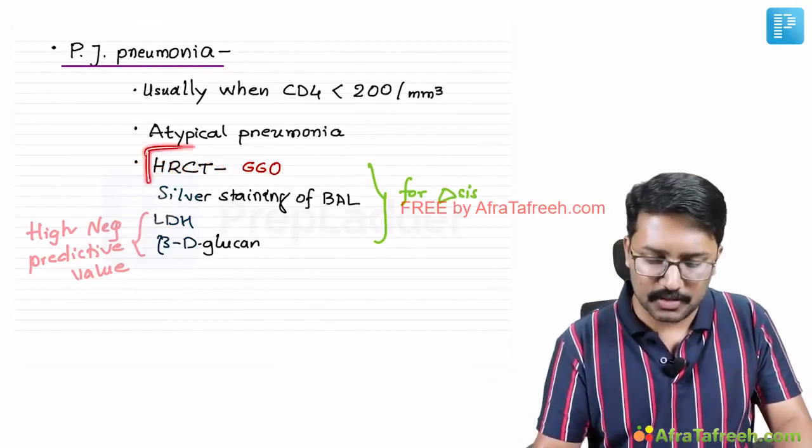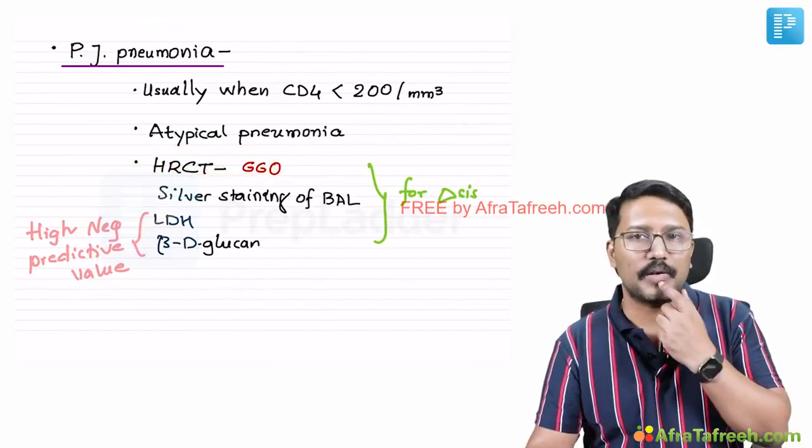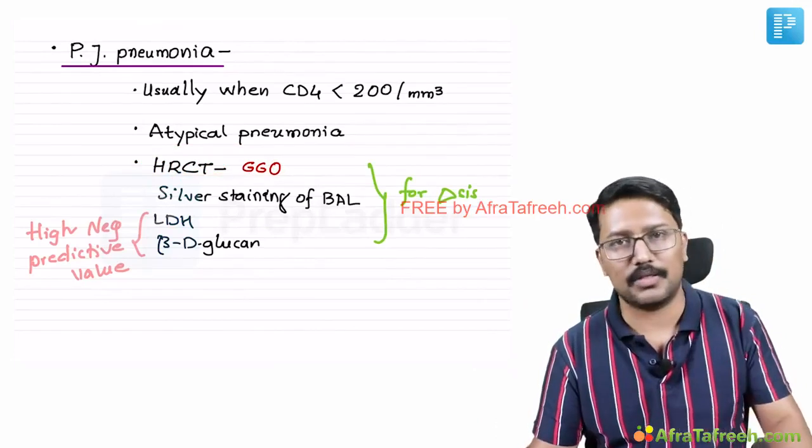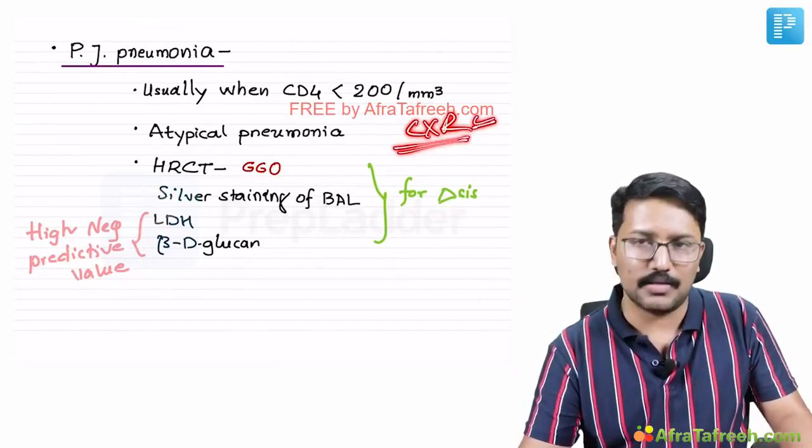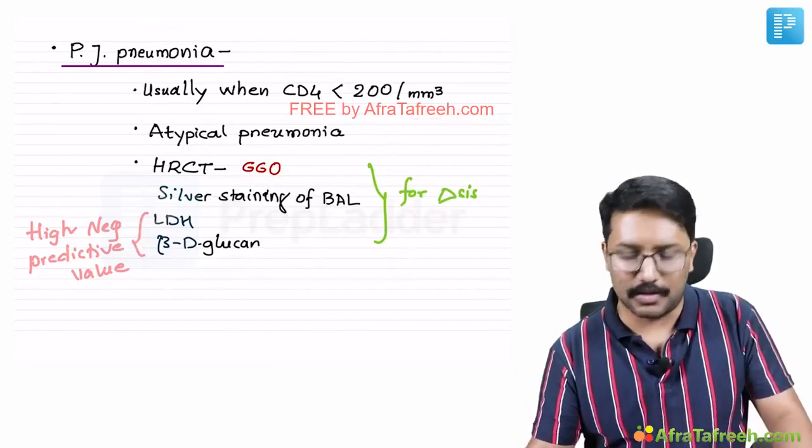If you do the HRCT of these patients, you will see ground glass opacities. It is an atypical pneumonia, so that's what we see on the HRCT. Chest X-ray may not show much of the changes, or may show some fleeting opacities.